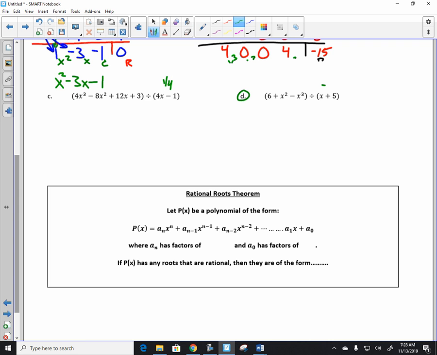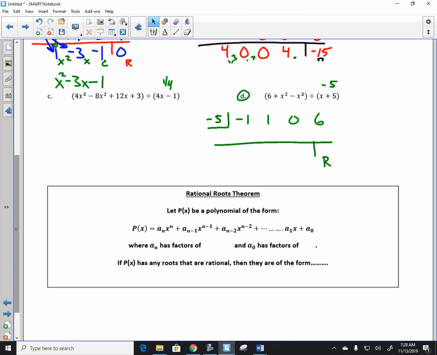I see that -5 is my solution there. I drop the -5 in the box. It's written backwards. I need to write it forward. So -1 for the x cubed, +1 for the x squared, 0 for the x term, 6 for the constant. Drop my remainder box, and away I go.